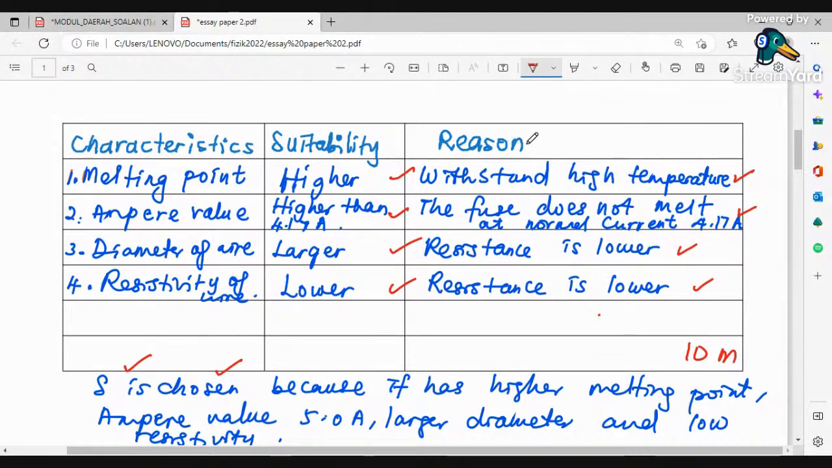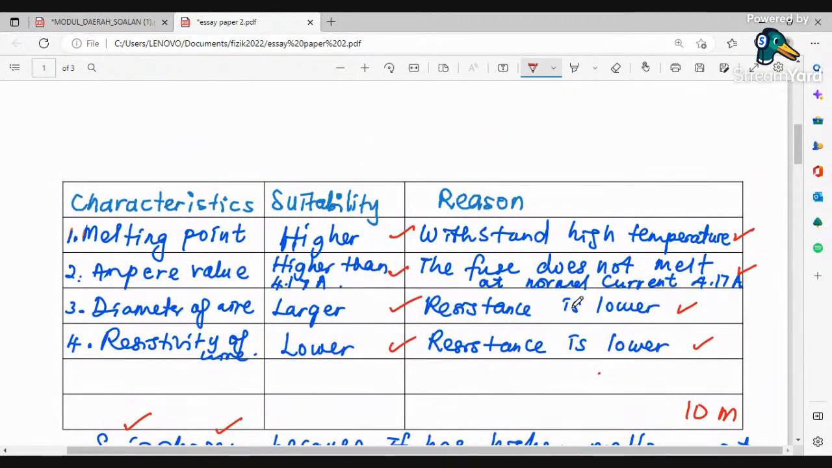So for section B, actually, it's quite easy for you all to score. Make sure you choose the best one first, and then you just answer based on the best one. Don't mention the value. For example, ampere value is 4.2 ampere. So don't state the value, just use the word, because when they give you PQRS, actually you need to compare. You need to compare between them, which one is the best one. That's why we use the compare word here.